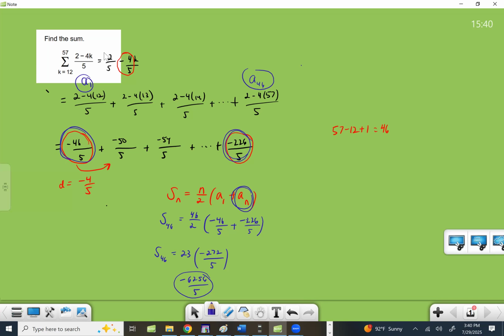So let's shortcut this if you had to do this. To find your n, you do 57 minus 12 and add 1. It's always going to be upper minus lower, and add 1. That'll get you your n. Then you substitute the bottom number in for k to get your first term, and you substitute the 57, the upper limit, to get your last term. And that's all you need for Gauss's formula: the n, the first term, and the last term.